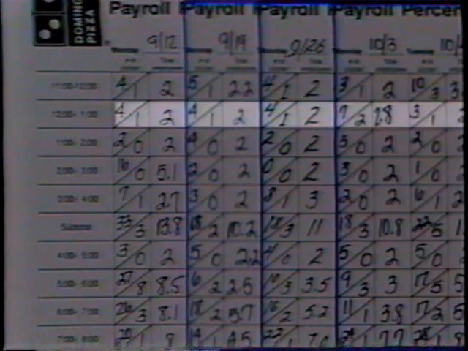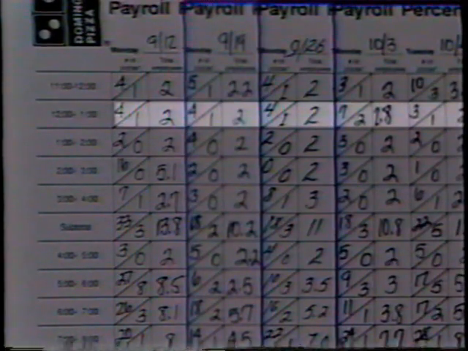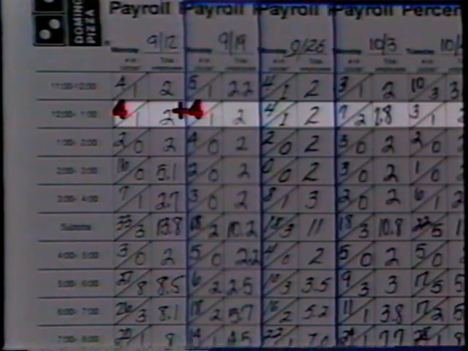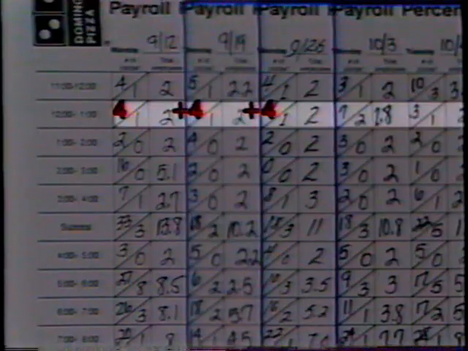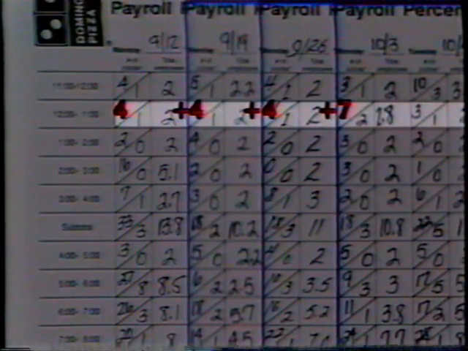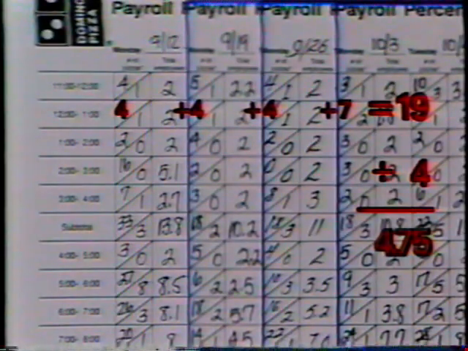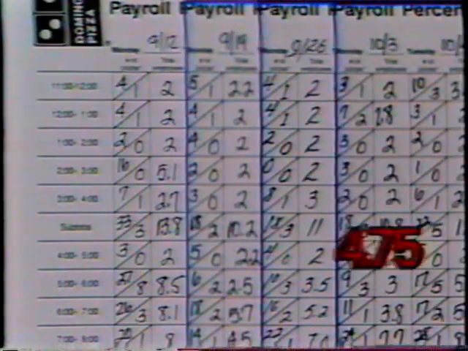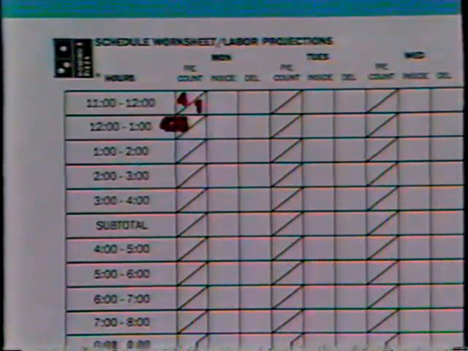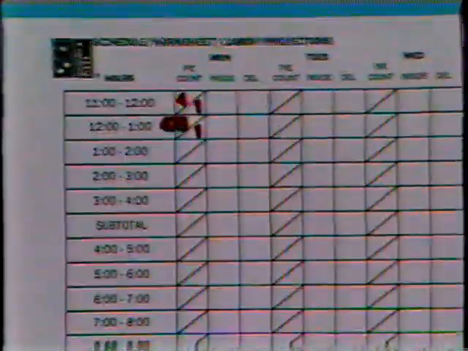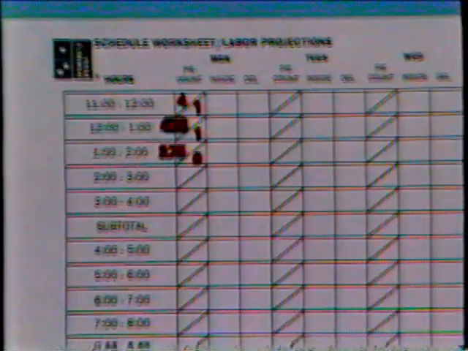If you are to repeat this process for the 12 o'clock to 1 o'clock hour, you will see in the first week 4 pizzas, second week 4 pizzas, third week 4 pizzas. In the fourth week, 7 pizzas were sold during that hour. Adding them together, we find that the total of 19 pizzas divided by 4 gives us approximately a 5 pizza average for that hour. By following the same process for the carryout orders, we see that about 1 pizza for the 12 o'clock to the 1 o'clock hour can be expected to be sold as a carryout order.